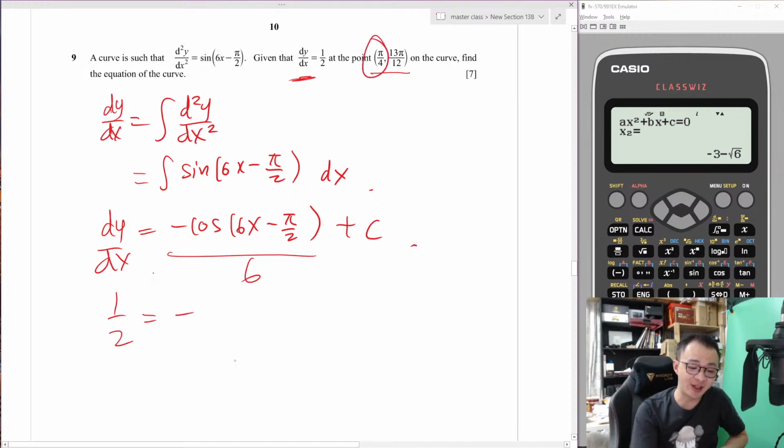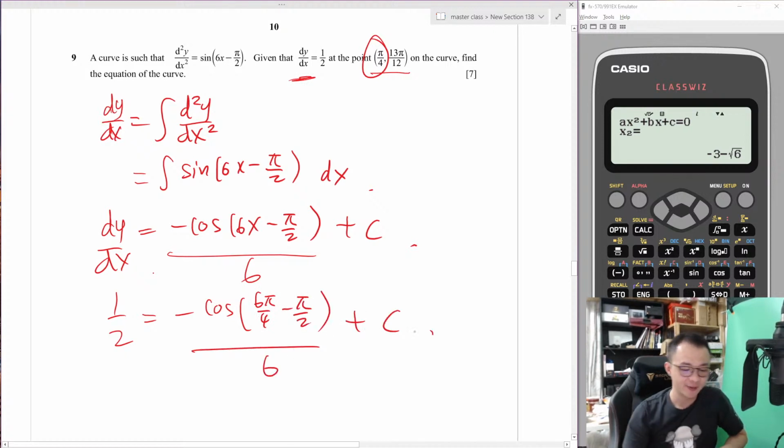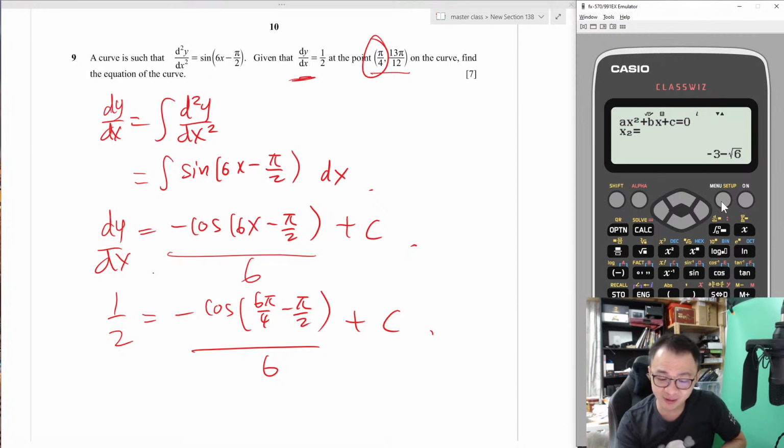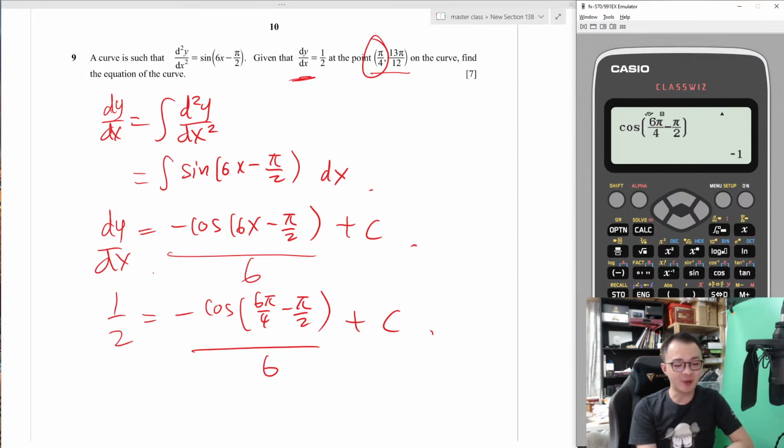And then I know my x value is pi over 4. Negative cos 6 pi over 4 minus pi over 2 divided by 6 plus c. Alright, then type in the calculator and make sure you change the calculator to radian. My calculator is already in radian, then I'm fine. 6 pi over 4 minus pi over 2. Okay, so I will get negative 1, which is nice. Negative multiply negative 1, I get positive 1. So this is 1 over 6.